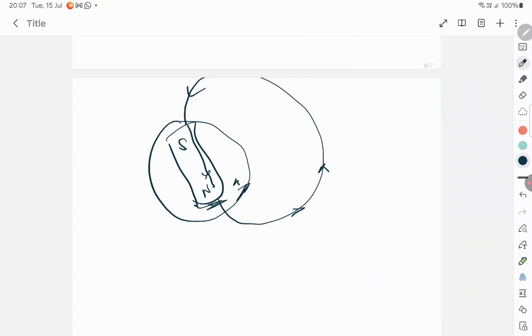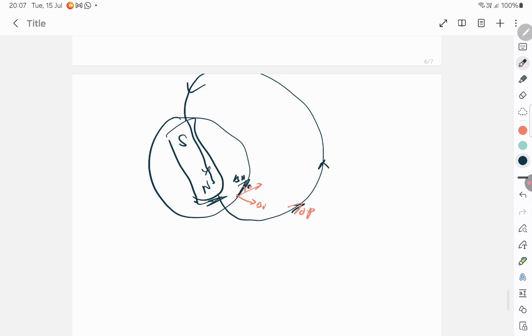And this is the horizontal component of the Earth's magnetic field, which is basically along the surface of the Earth. They are making an angle theta. Can you see? There's a vertical component and a horizontal component of this dip needle. The horizontal component is along the surface. This angle is called delta, the dip angle.